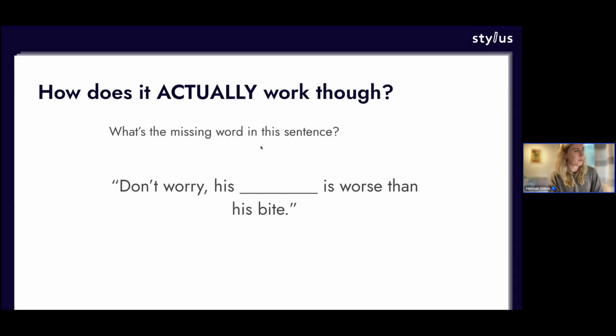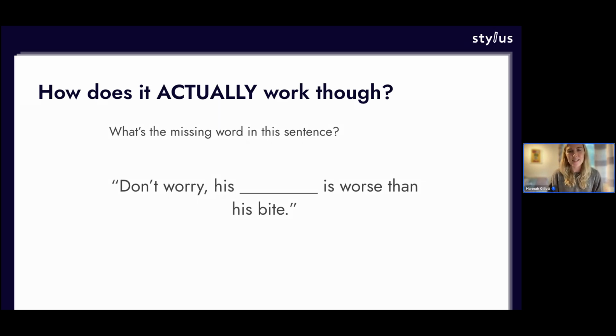So another example, missing word in this sentence: don't worry, his blank is worse than his bite. Probably everyone's thinking bark. This one's slightly different because it's not so literal. We're basing this on an idiom. If you were just basing this on facts, there are plenty of things that would be worse than his bite. Like, don't worry, his stabbing you with a knife is worse than his bite. But we would never actually say that. That sentence is rarely written down in literature. So that's why the LLM's not going to suggest that as a response.